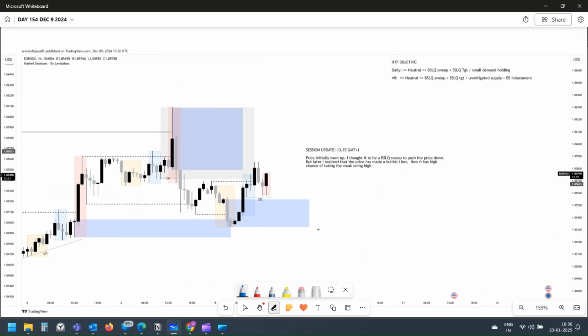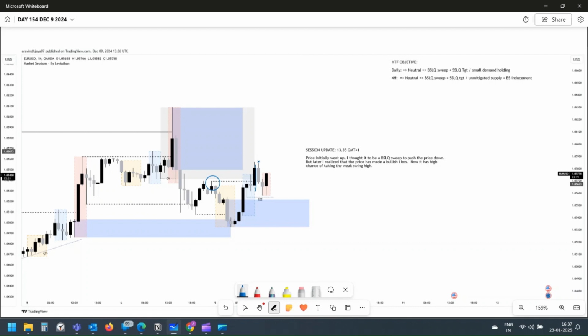So, session update at 13:35. Initially, when the price took out the buy side liquidity, I expected the price to rally down, but later I realized that there was a strong bullish push up, which indicated that the demand is maybe in control.